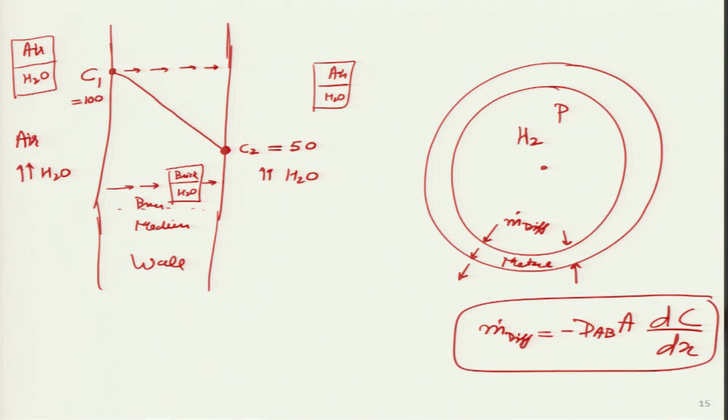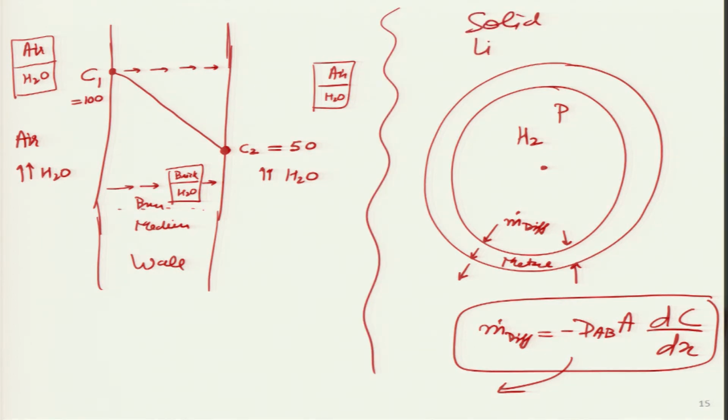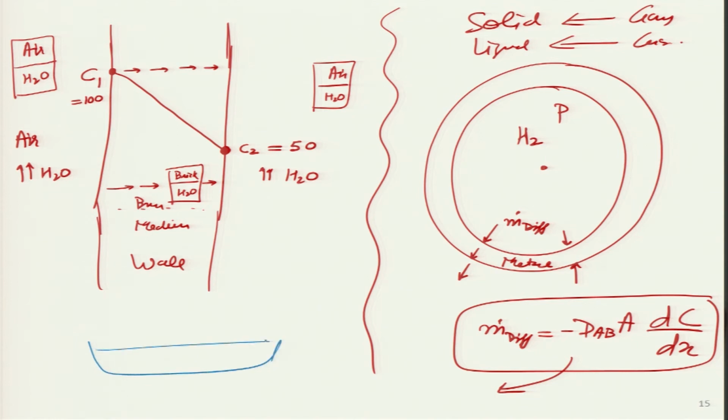All I will have to do is convert it into spherical coordinates. Which means that even inside a solid, even inside a liquid, gases can definitely travel. And one very good example for that is inside any water body, maybe a lake or a river, there is always some dissolved oxygen.